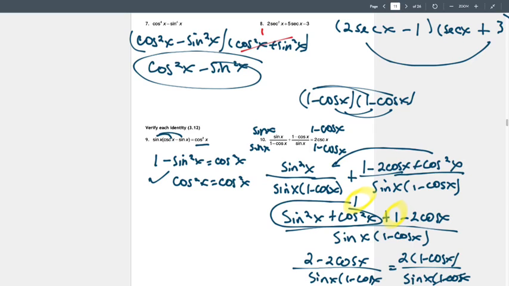And then that cancels with that. You're left with 2 over sine x, which, I'm sorry, I'm running out of room. It's the same thing as 2 cosecant x, which is what we're trying to get to.